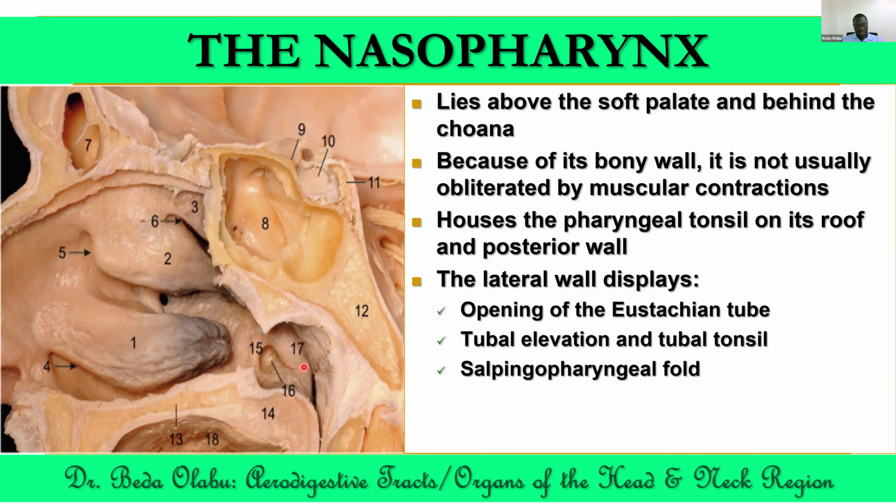Another structure we see on this wall is the salpingopharyngeal fold. The salpingopharyngeal fold is this fold here that is arising from the tubal elevation going downwards to the pharynx. So this salpingopharyngeal fold is the impression formed by the salpingopharyngeus muscle, one of the longitudinal muscles of the pharynx arising from the tubal ridge going downwards to the pharynx.